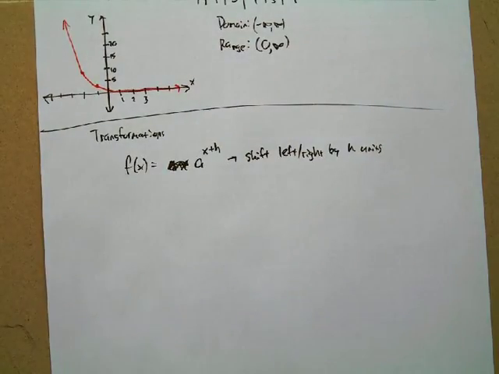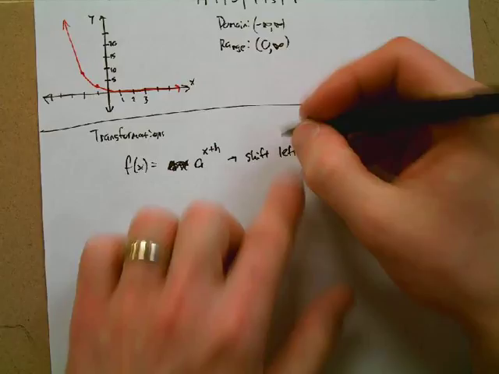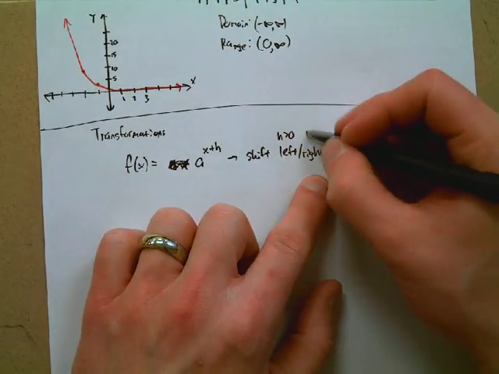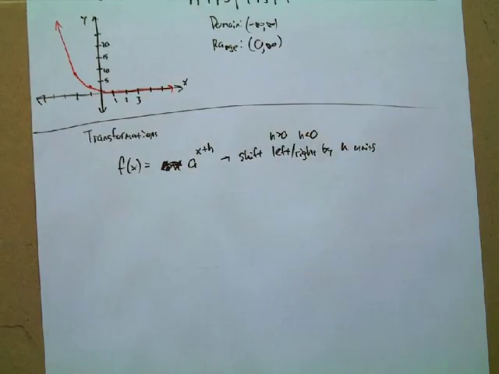It'll go left if h is greater than 0. It'll go right if h is less than 0. It's kind of the opposite like that. That same idea we've seen before, right? If h is greater than 0, we shift things to the left. We shift things right if h is less than 0. It's the same kind of idea you've seen before in other transformations.